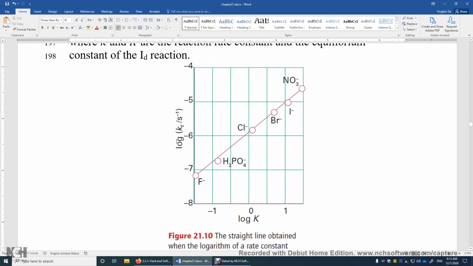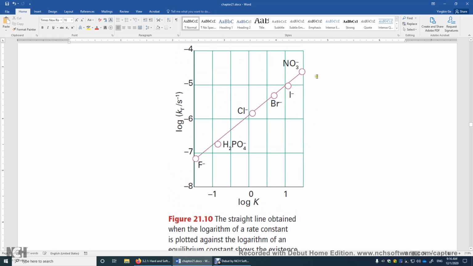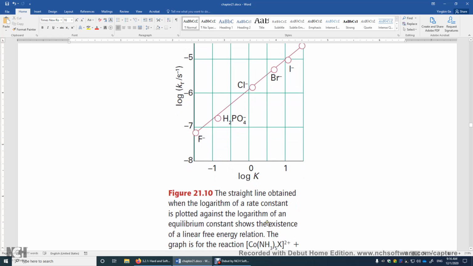For example, in this graph, we're talking about this reaction. We're using water to replace this X ligand. Water is the entering ligand, X is the leaving ligand, and this X is 6 different ligands, and you can see these 6 different ligands give you different reaction rate constants. That means this mechanism is definitely dissociatively activated. The leaving ligand matters.